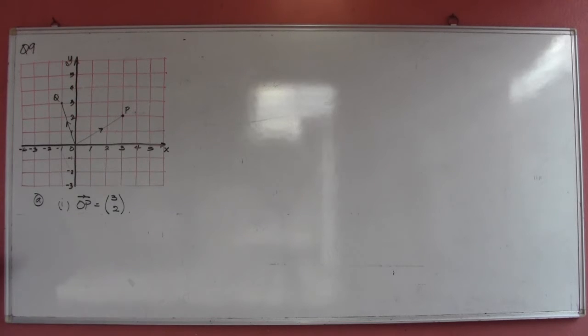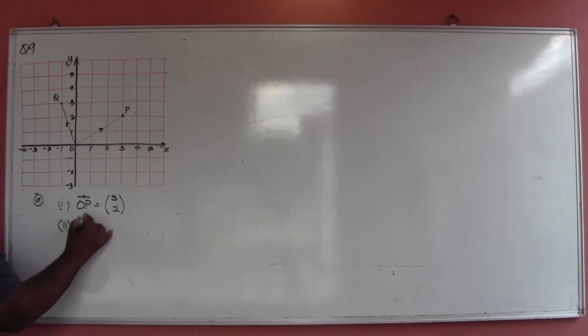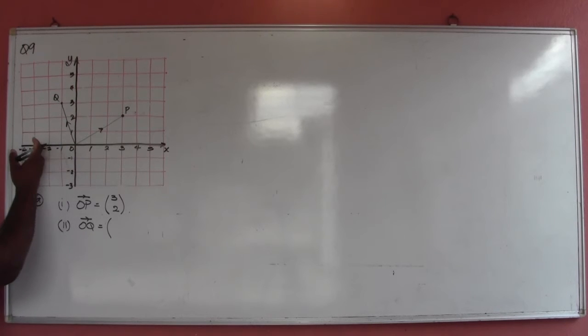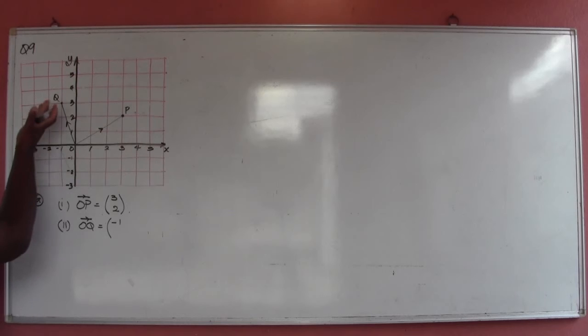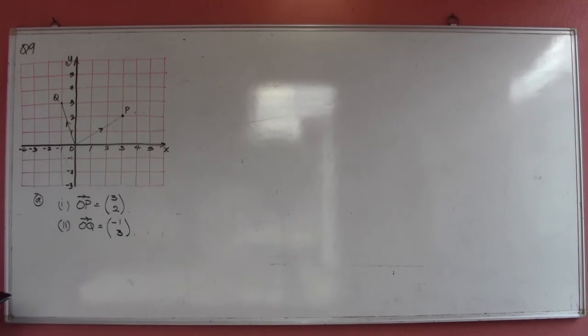Now the position vector OQ. In moving from O to Q, I have to go 1 to the left, so that top value is -1, and I went 3 up, so the bottom value is 3. Alright, so that is part A.